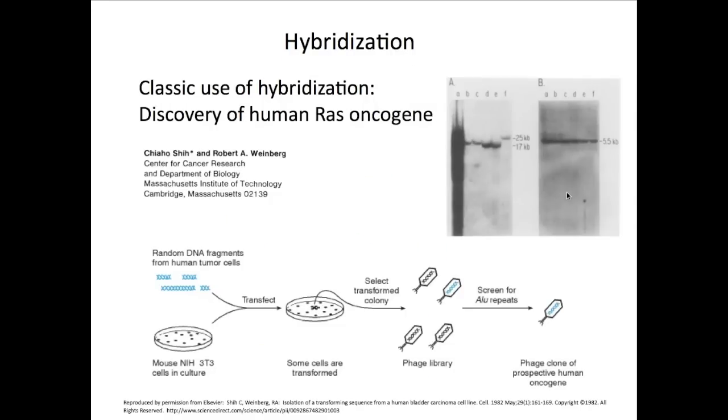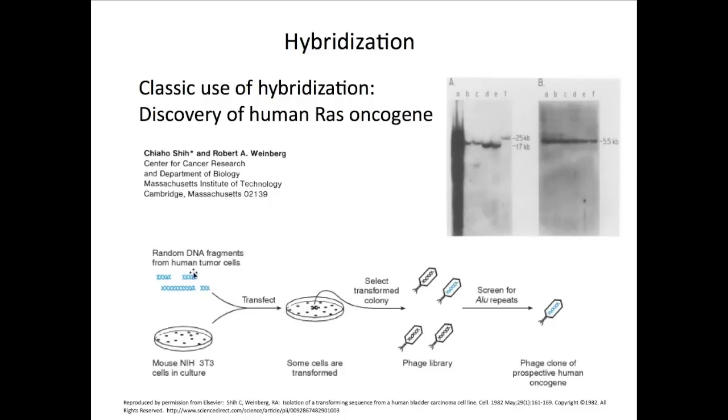Some of the very appealing discoveries that were made using these kinds of methods include the discovery of the human RAS oncogene. This is a case where in the laboratory of Bob Weinberg at MIT, they did a nice experiment where they isolated DNA fragments from human tumor cells. The idea being, perhaps human tumors have altered genes in them or some sort of genetic changes that you could then use to confer the trait of cancer cell behavior onto other cells.